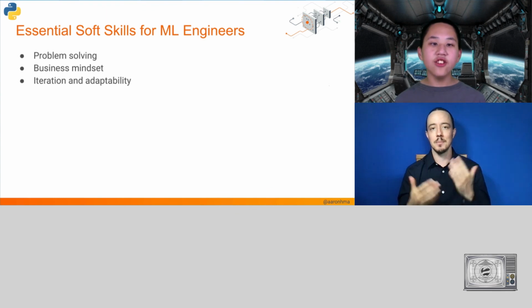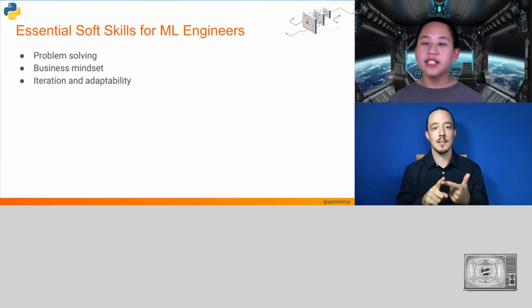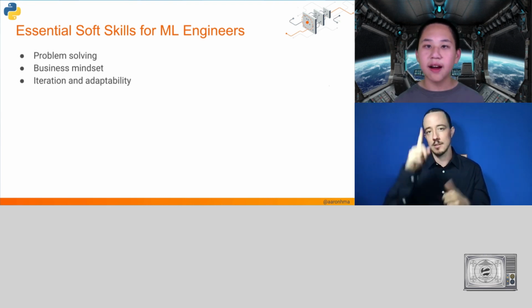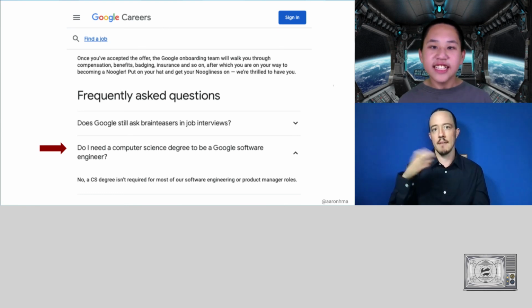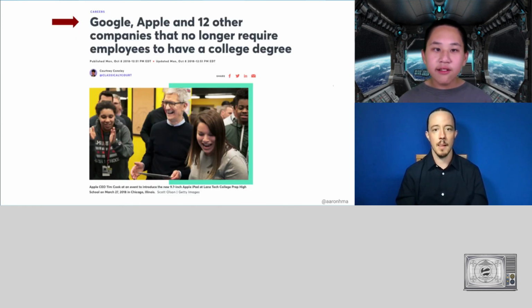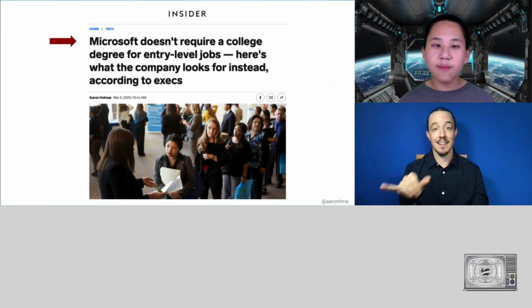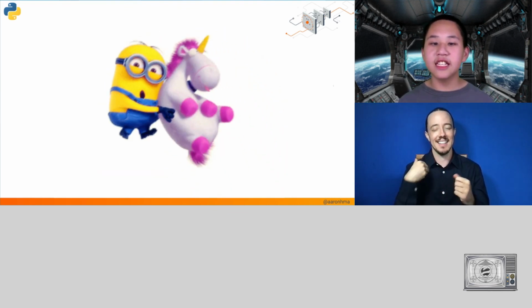Also, some essential soft skills for machine learning engineers include problem solving, adaptability to different problems, and also a business mindset. I also want to reiterate the fact that you don't need a Ph.D. to do machine learning. If you want to work at Google, Google doesn't even care if you have a CS degree. Including Apple and 12 other companies, they don't even require you to have a college degree. Also, same for Microsoft.